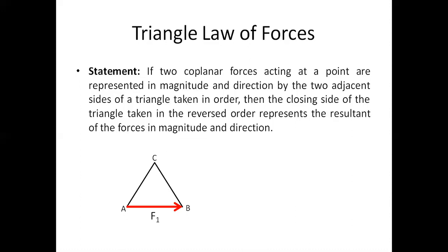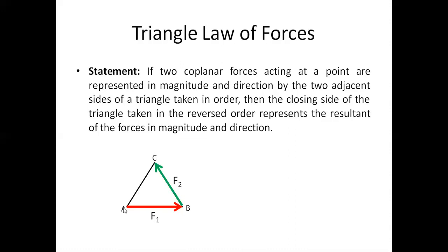F1 is on the AB side of the triangle, and the second force F2 is taken on the BC side. So two forces are there. Now these two forces are coplanar because they lie on the same plane, and they pass through a point. Yes, they meet at a point. There will be a point of concurrency, and they are represented in magnitude and direction by two adjacent sides of a triangle, in the order ABC.